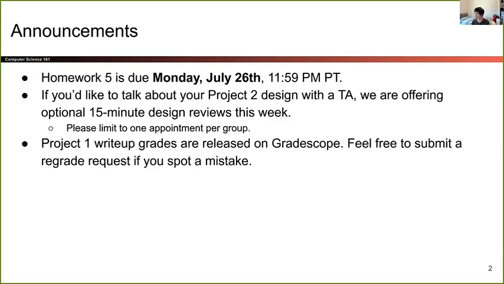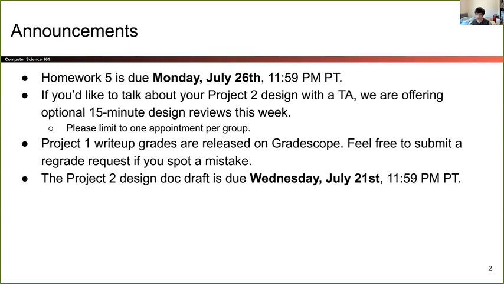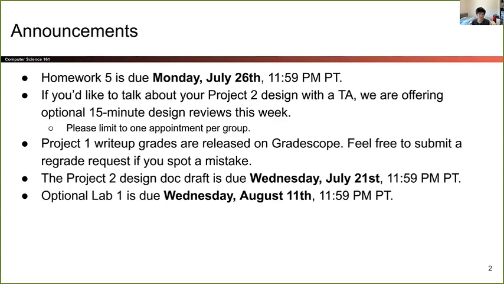Project 1 write-up grades were released, so you can go ahead and look at those on Gradescope. The design doc draft is due today, so please get that submitted if you haven't already. And the optional lab 1 is due at the end of the semester. It's totally optional, but I think it's pretty fun if you have the extra time to spare.